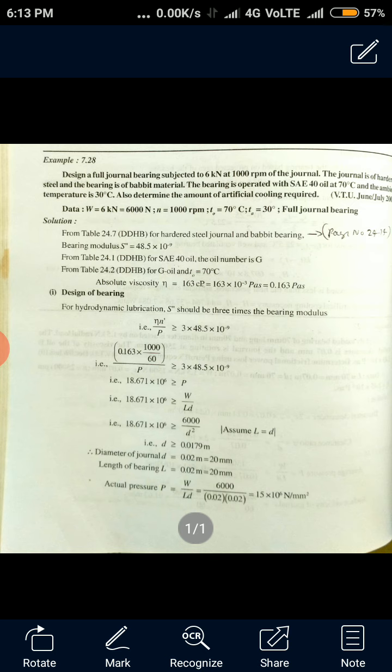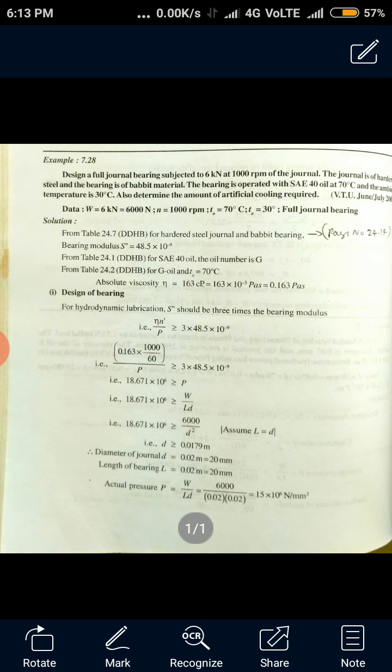based on the material for journal and bearing, that is hardened steel journal and Babbitt bearing, page number 24.14, refer table 24.7. We'll get one more parameter called the bearing modulus, that is S double dash. You take it as 48.5 into 10 to the power minus 9. Then refer table 24.1 for SAE 40 oil, the oil number you get is G. Then from table 24.2 for G oil and TO 70 degrees Celsius, absolute viscosity is 163 cP, or 163 into 10 to the power minus 3 Pa·s or poise.